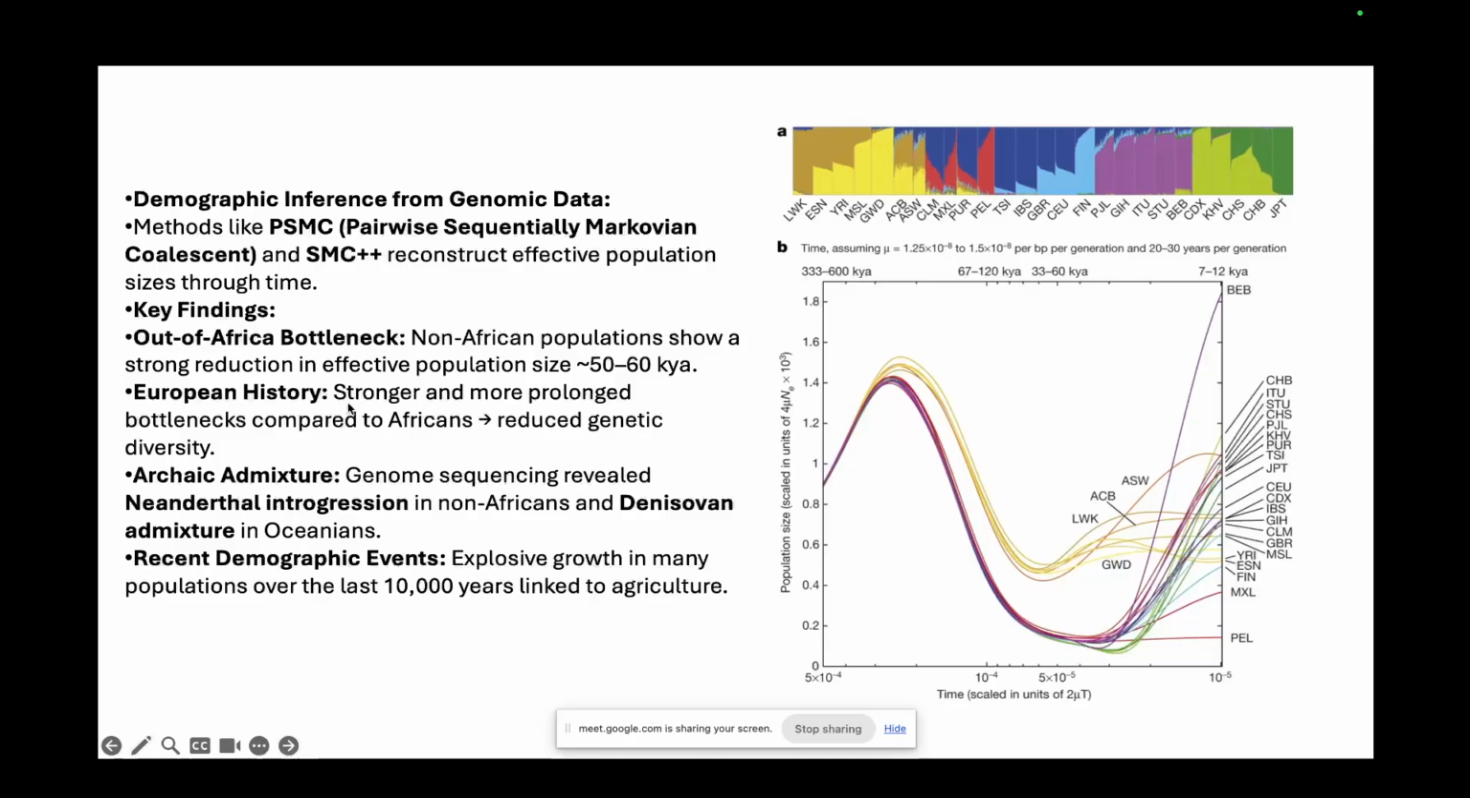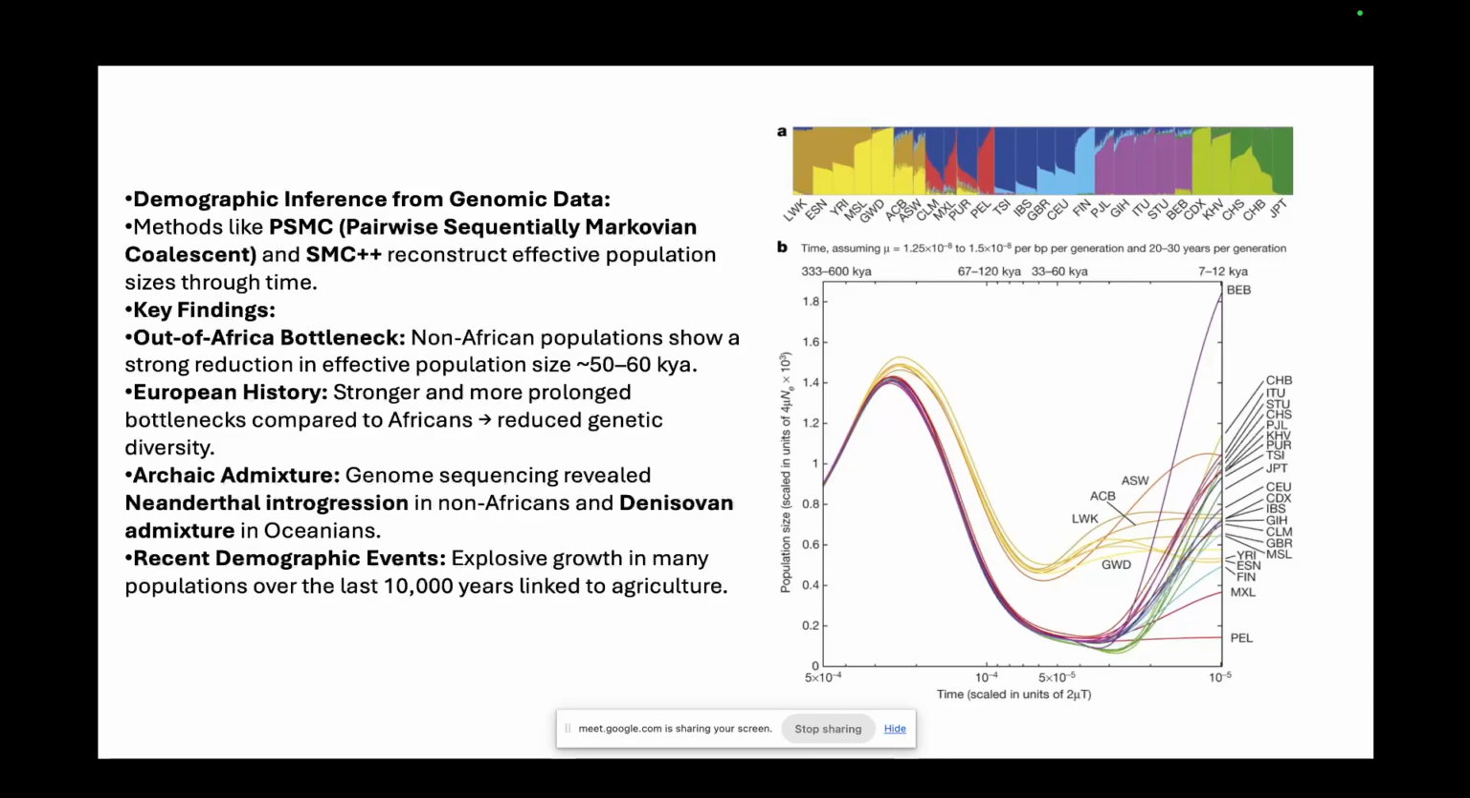And in Europeans, we observe stronger and more prolonged bottlenecks compared to Africans and reduced genetic diversity. So if you compare to African population, European populations are much less diverse in nature, and they had much more prolonged bottlenecks and reduction in population compared to Africans.